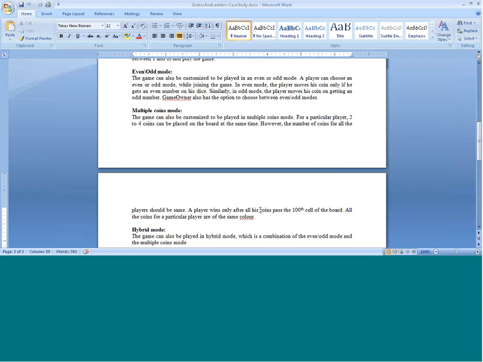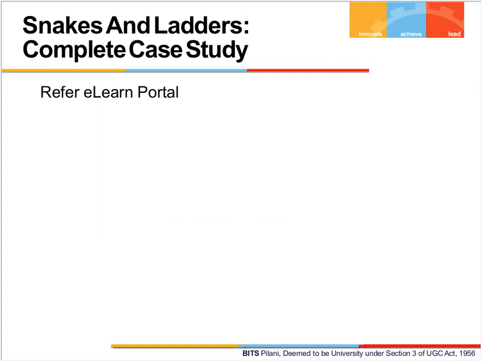Then finally, there is a hybrid mode. In the hybrid mode, it can be a combination of the even odd mode and the multiple coins mode, right? Now, this is your entire case study, and if you read this, it gives you too much details about the implementation, and it becomes difficult to find out the use case diagram for this, right? Now we'll go back. I'll stop sharing this and we'll go back to our session.